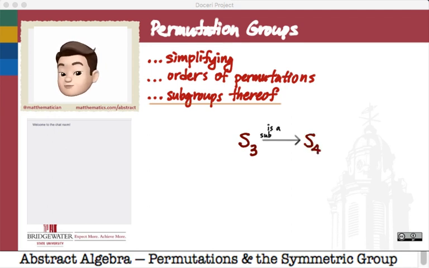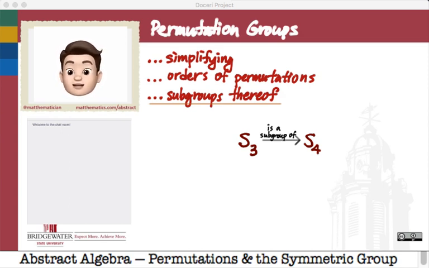So for example, every way in which I can permute three symbols, I can also find those permutations of three symbols inside of, as a subset of, the permutations on four symbols. How do I do that? Well, forget one of the symbols in S4 and just permute the ones that are left, and those will be described by the elements of S3. So S3 can be realized as a subgroup of S4.